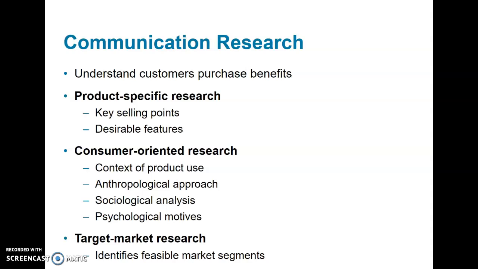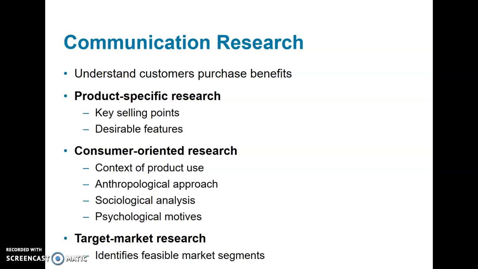The first step in the IMC planning process is conducting research. So the three primary approaches used in communication research include product-specific research, consumer-oriented research, and target market research. The product-specific research involves identifying the key selling points of a product and the desirable features. To develop an advertising campaign, the creative staff should understand the product.